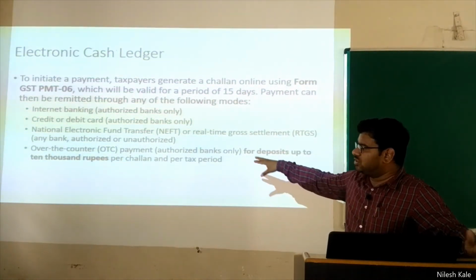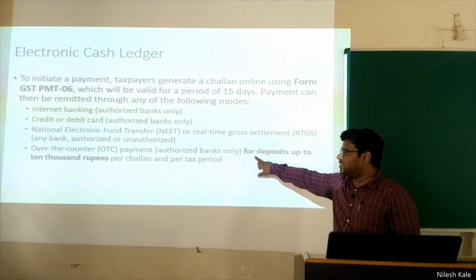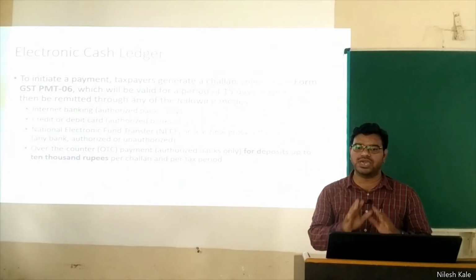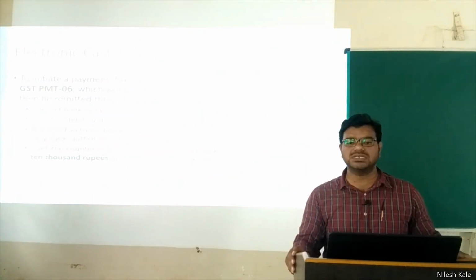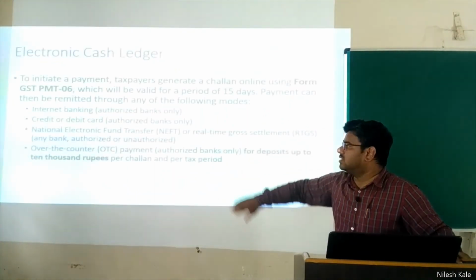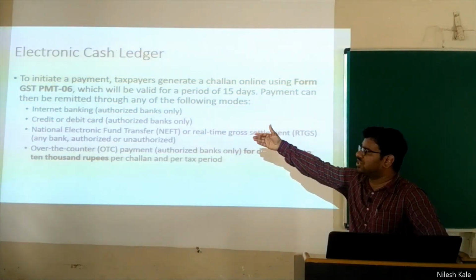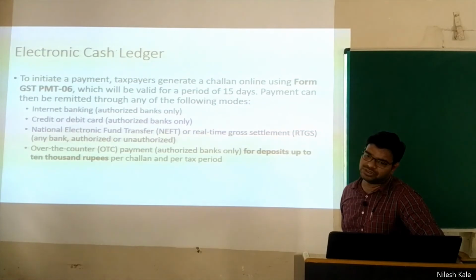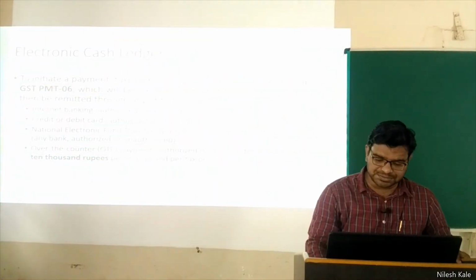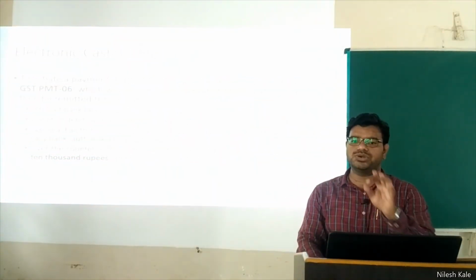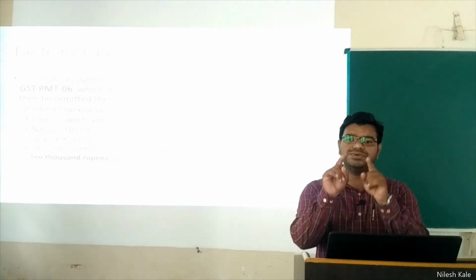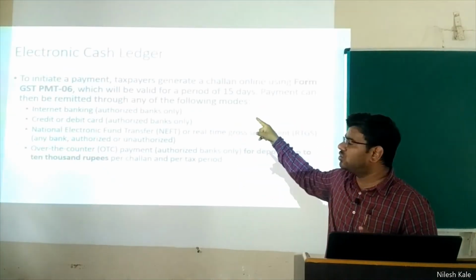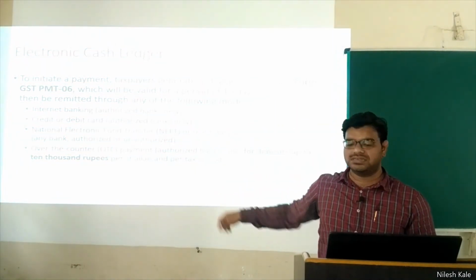But if you are paying taxes over the counter, you can pay deposits up to 10,000 rupees only. For more than 10,000 rupees, you have to do either internet banking, or credit or debit card. If the amount is really high, then you have to go for RTGS, right? In short, what is this electronic cash ledger? If you want to pay taxes to the government, then you are paying through the electronic cash ledger, right?